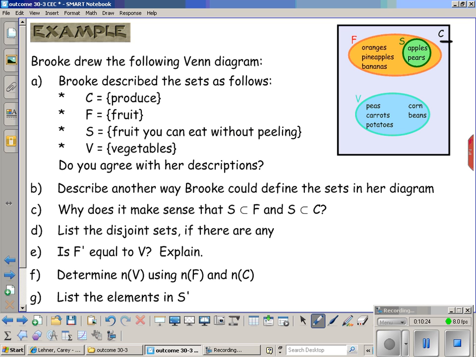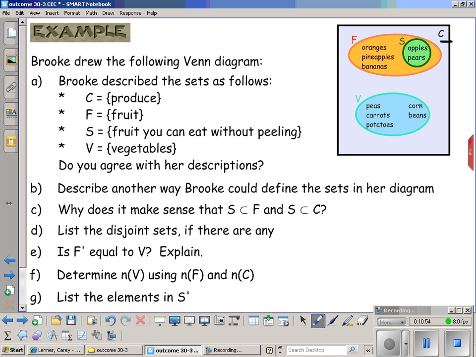So that part's okay. F, she's defining as fruit. So if we look in that orange oval, oranges, pineapples, bananas, apples, and pears, those are all fruit. S is fruit you can eat without peeling. Well, you can eat apples and pears without peeling, but you need to peel oranges, pineapples, and bananas. So yeah, that makes sense. And B is vegetables: peas, carrots, potatoes, corn, and beans. Yes, those are all vegetables. So her descriptions are accurate.